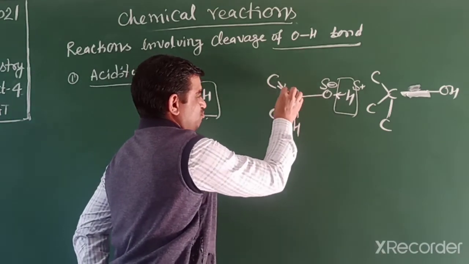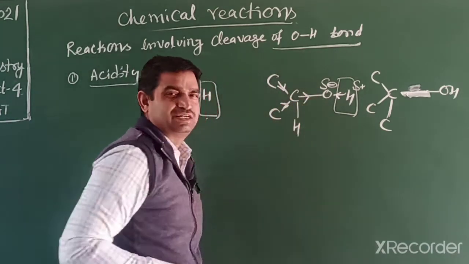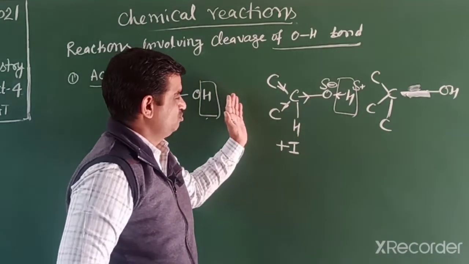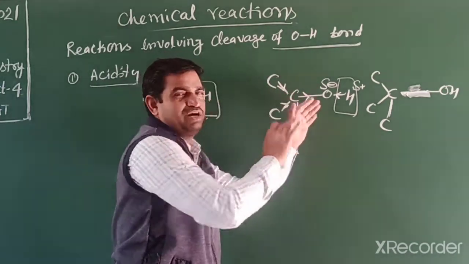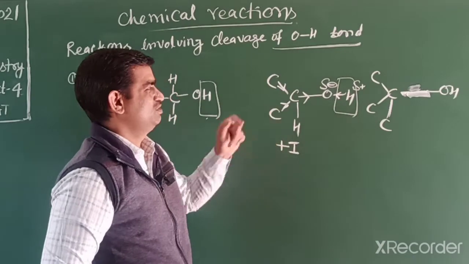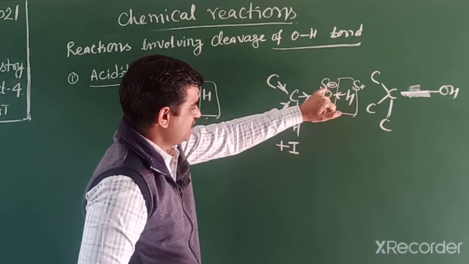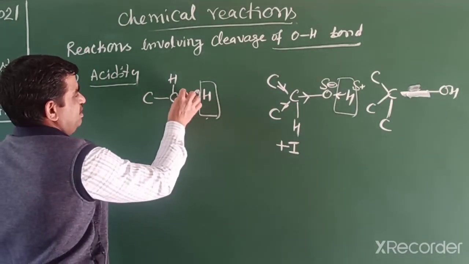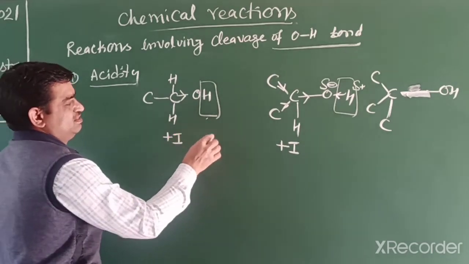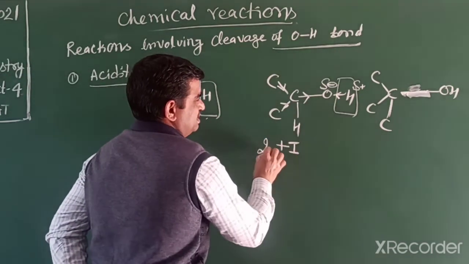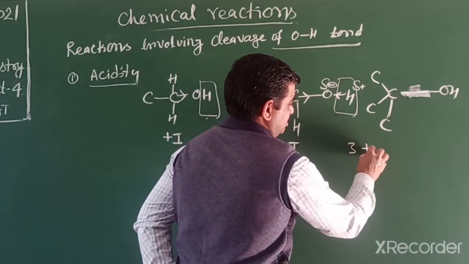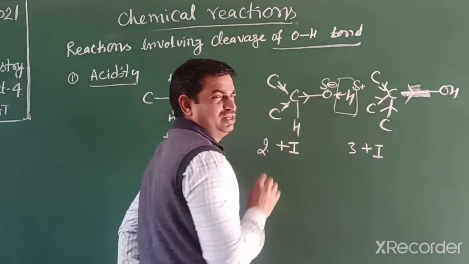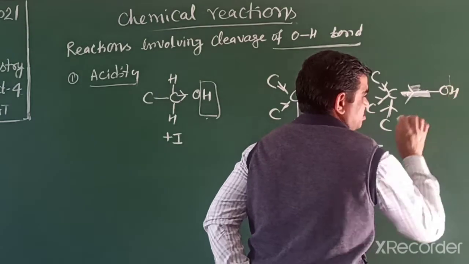Why? Because these are two groups, and we know electron releasing group means plus I effect. Due to the inductive effect, they release electrons, so the electron density shifts towards the oxygen side, and oxygen is already negative, so there is repulsion. It means this negative charge is not attracted towards this side. And in primary alcohol, what happens? Only 1 plus I effect. In secondary alcohol 2 plus I, in tertiary alcohol 3 plus I effect, 3 donating groups, 3 releasing groups. So electron density moves towards oxygen. So this oxygen bond does not dissociate easily.